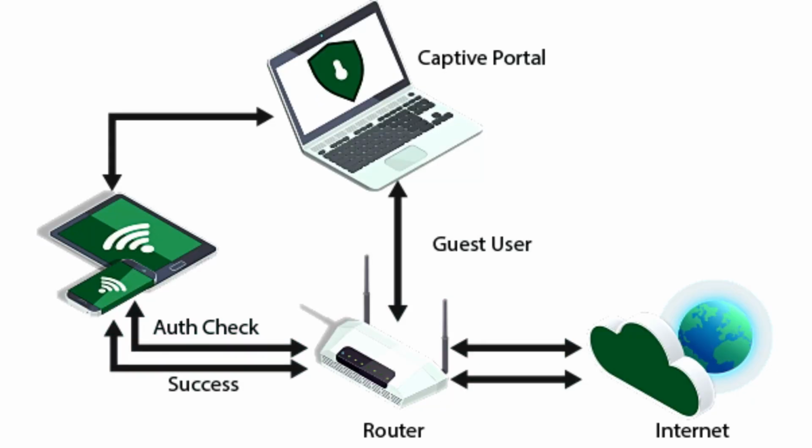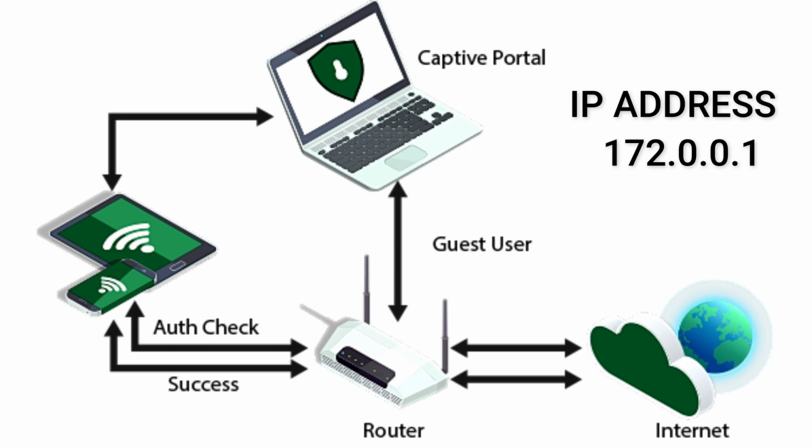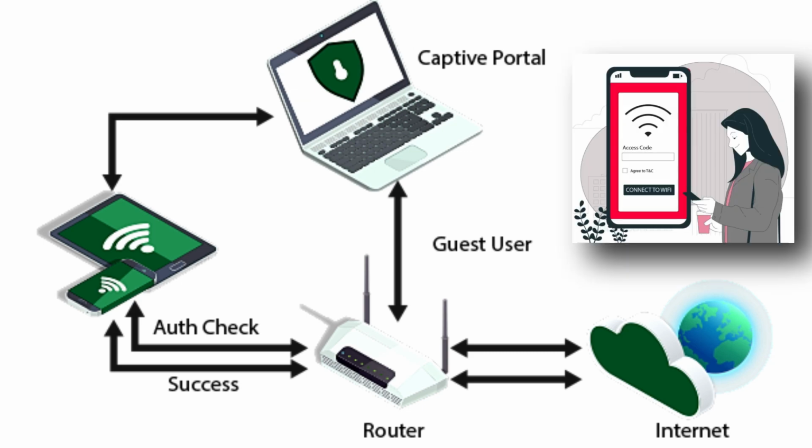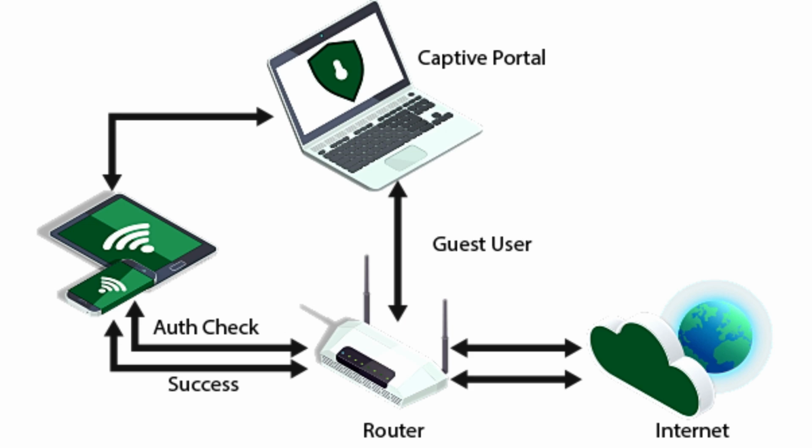Here is how it works step by step. First, when you connect to a Wi-Fi network, your device is assigned an IP address. But internet access is restricted. Any attempt to access a website is intercepted by the network. Instead of loading the requested page, you are redirected to a captive portal page. This page typically asks you to log in, accept terms, or provide some form of authentication. Once you complete the required steps, the network grants you full access to the internet.